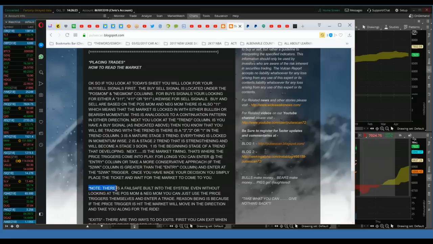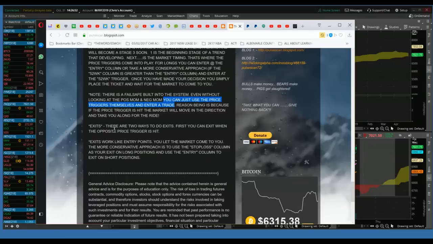Then it says, note, there is a fail-safe built into the system. Even without looking at the positive momentum and negative momentum columns, you can just use the price triggers themselves and enter a trade. I can't stress that enough. Reason being is because if the price trigger is hit, the market will move in a direction and take you along for the ride.